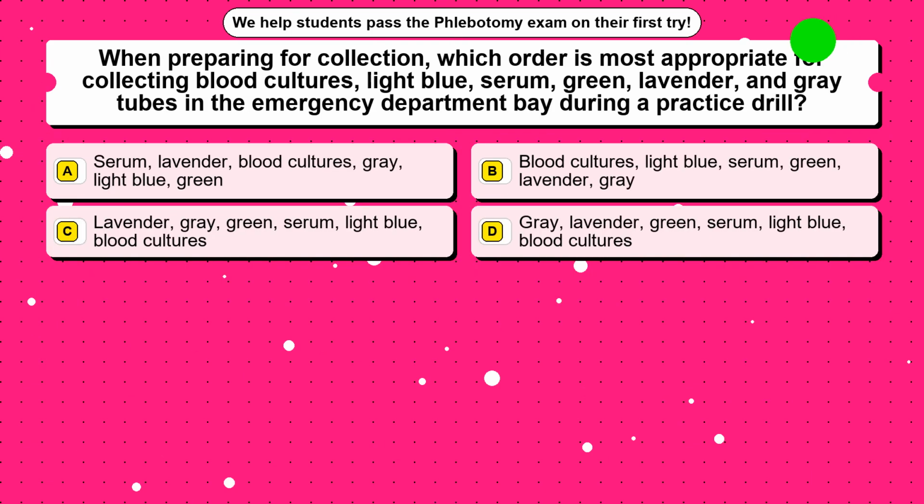Question 40. When preparing for collection, which order is most appropriate for collecting blood cultures? Light blue, serum, green, lavender, and gray tubes in the emergency department bay during a practice drill. Option A, serum, lavender, blood cultures, gray, light blue, green. Option B, blood cultures, light blue, serum, green, lavender, gray.